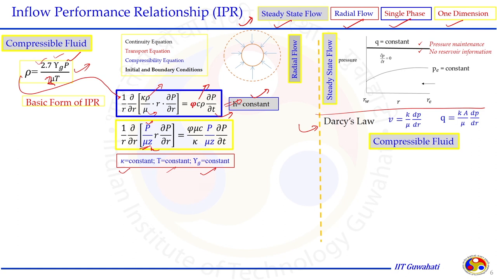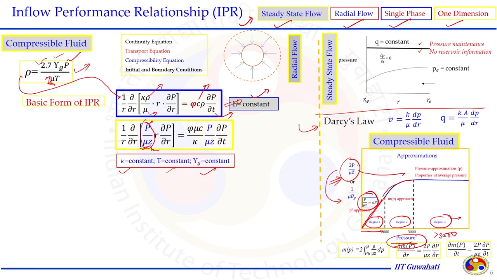Now the compressible fluid is different than the incompressible and slightly compressible fluid, and the resultant equation that we have here, we can solve it for the case of the steady state flow, but in general this equation does not have any analytical solution because the primary reason is mu and z are parameters that are dependent on the pressure, hence it does not have any simple solution. For that purpose we need to consider certain approximation that we also discussed in the previous lecture.